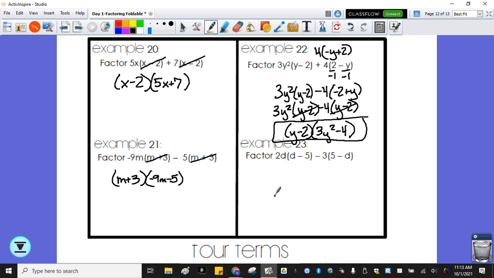Oh wait, so could I just change this? Yes. And then you got the negative 4 from the negative 1 times negative 4. Okay. Does it matter which way the parentheses go? No.